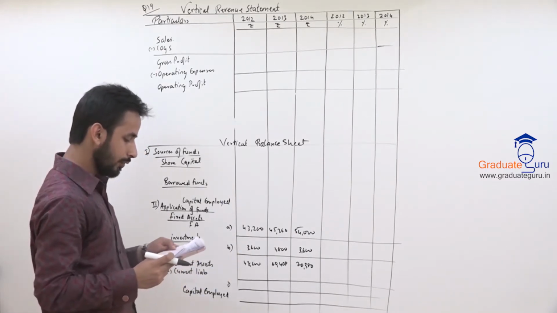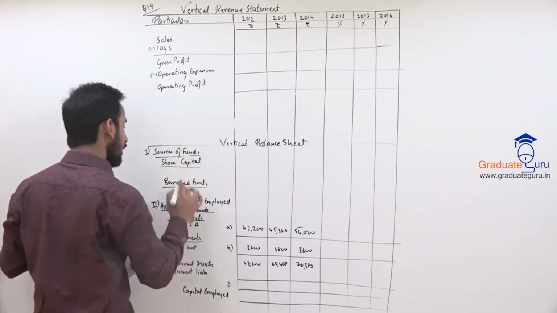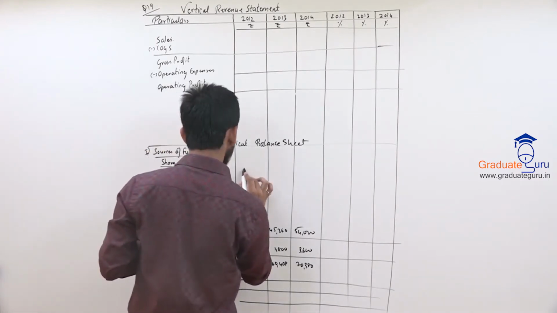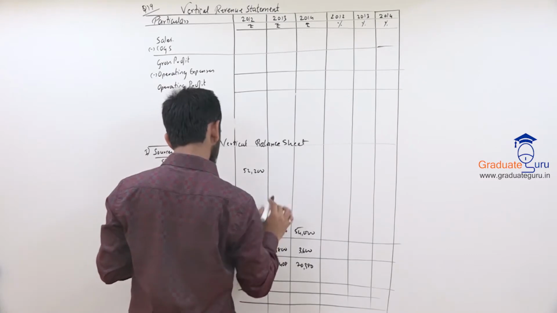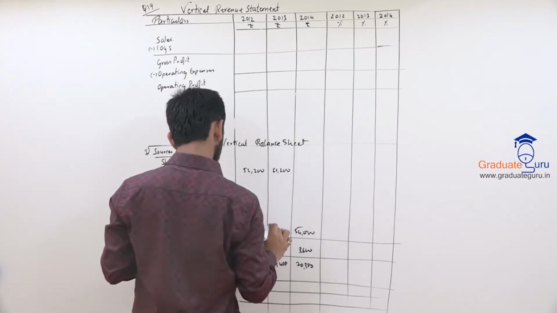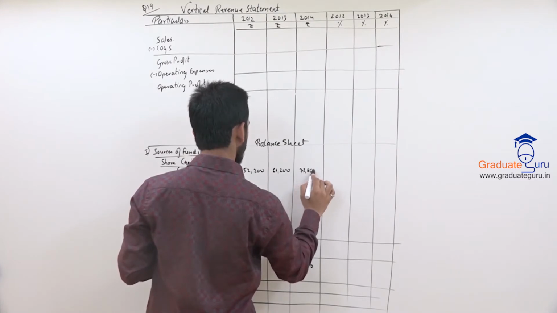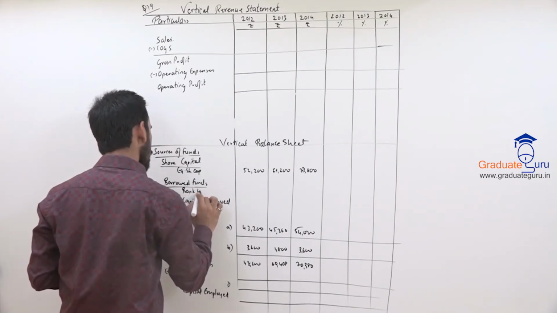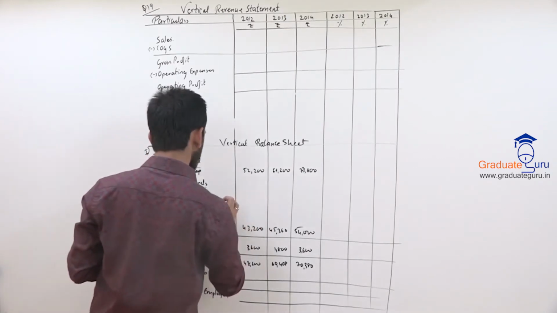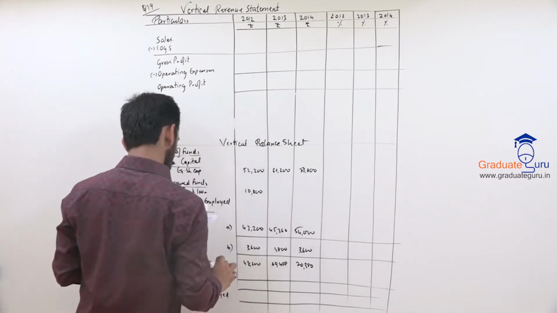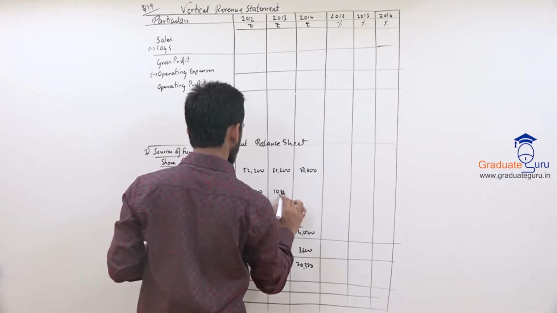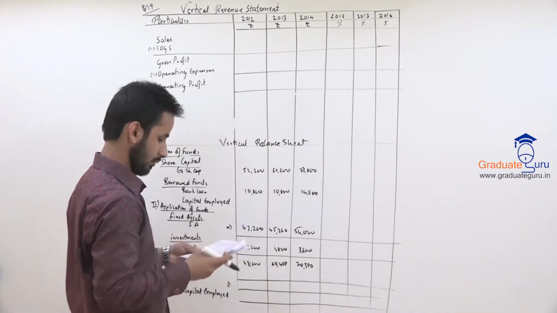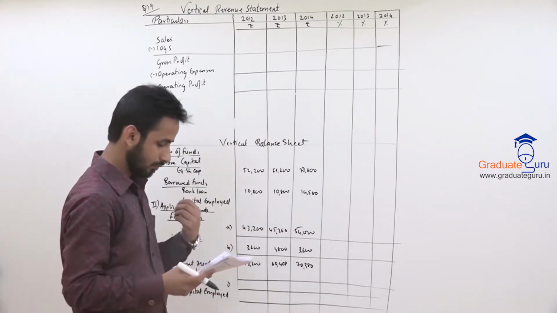Now coming to the liabilities, the very first one is share capital given to you. So share capital over here, we'll write equity share capital. Amount is given to be 50,200. Then you have 61,200. Then you have 73,800. You have bank loan, you have amount 10,800, you have 10,800, and then you have 14,580. Borrowed funds, bank loan, clear.